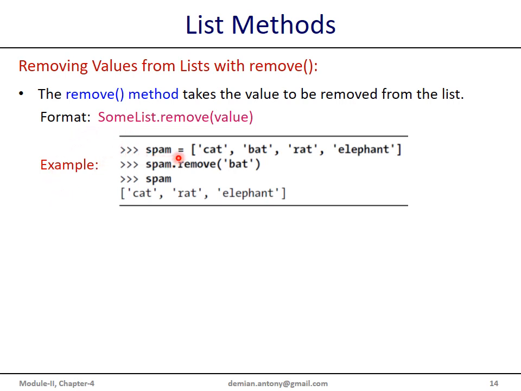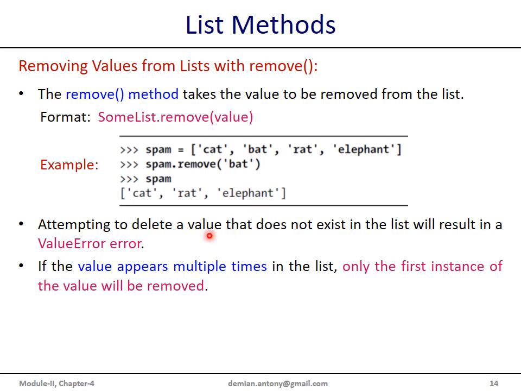In this example we have a spam with 4 elements and we want to remove the element at index 1, that is the second element, the string bat. After applying the remove method on the value bat, let us print the list spam, and now we can see only 3 elements are remaining in that list spam.